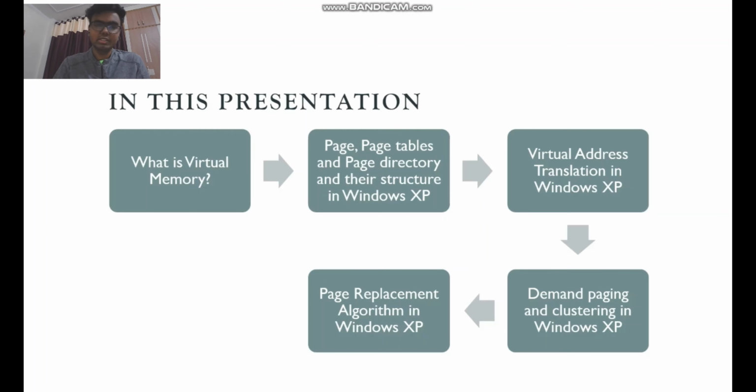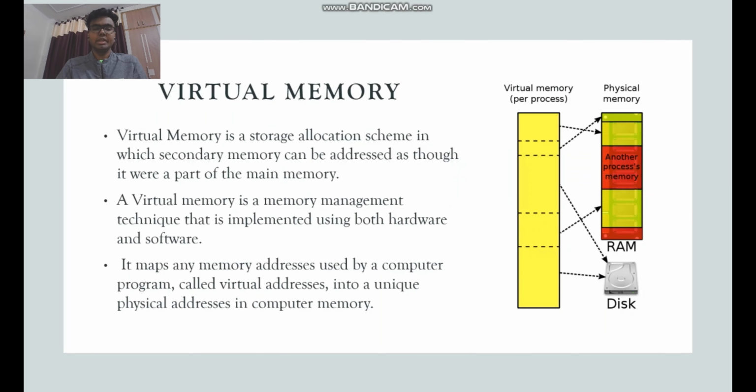So first of all, what is virtual memory? Virtual memory is a storage allocation scheme in which secondary memory can be addressed as though it were a part of the main memory. Virtual memory is a memory management technique, in fact, that is implemented using both hardware and software. It maps any memory address used by a computer program, called virtual addresses, into a unique physical address in the computer memory. Virtual memory uses a section of the hard disk that is set up to emulate the computer's RAM.